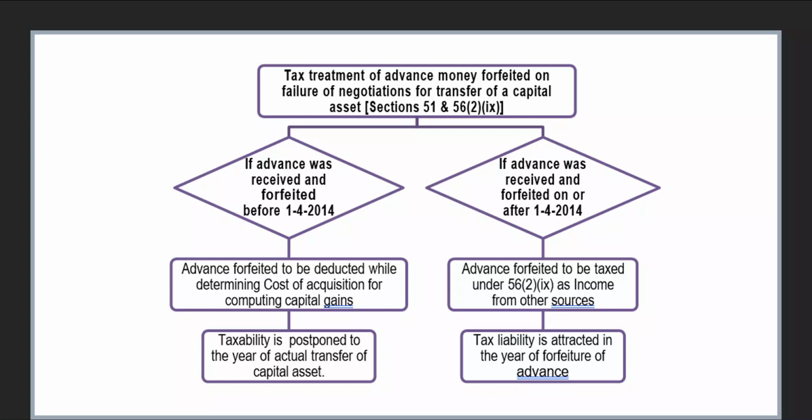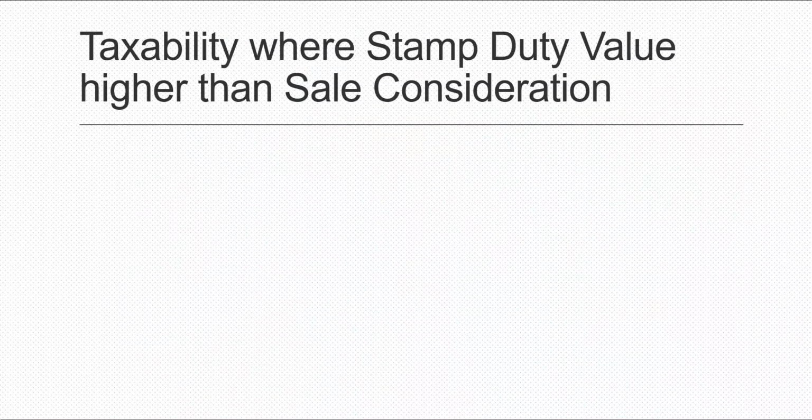Okay, so just read, if the advance was received and forfeited on or after 2014, the advance forfeited is to be taxed under section 56 as income from other sources. Tax liability is attracted in the year of forfeiture, whereas in the first case, taxability is postponed to the year of actual transfer of the capital asset before 2014. Okay, is that okay? Let's see if there is something.